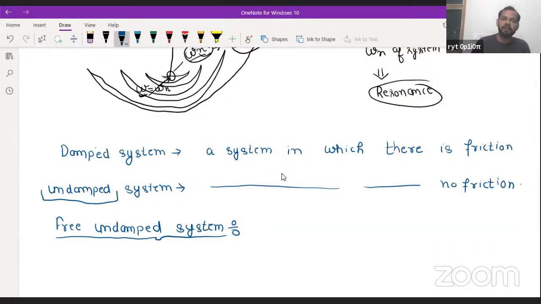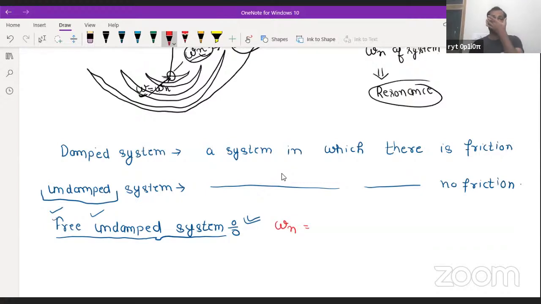Obviously, it is very clear. Free means there is no external excitation force. Undamped means there is no friction force. That means if inside our system there are no frictional forces and no external excitation forces, such a type of system is known as the free undamped system. And for civil students, we will deal with such type of system only. And as you know, in a free system, the system vibrates with the natural frequency.